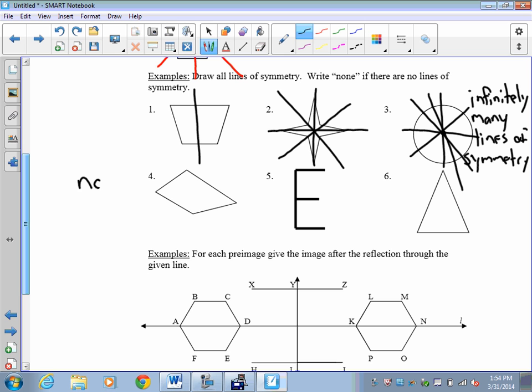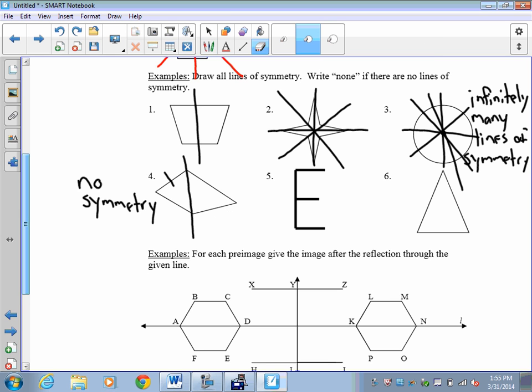Number 4 will actually have no symmetry. You might think that maybe this would work out, but these 2 sides aren't equal to each other. So imagine if you folded it over, for that to work out, these 2 sides would have to be equal, and they're clearly not. So number 4 has no symmetry. Number 5 has 1 line of symmetry right through there. And lastly, number 6 is a triangle. It has a line of symmetry if it's isosceles. So it looks like it's an isosceles triangle, so that would be the line of symmetry.